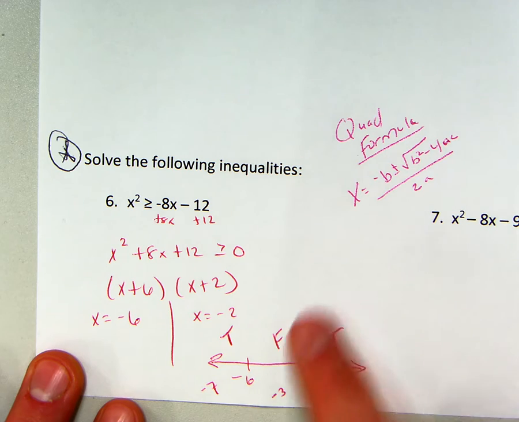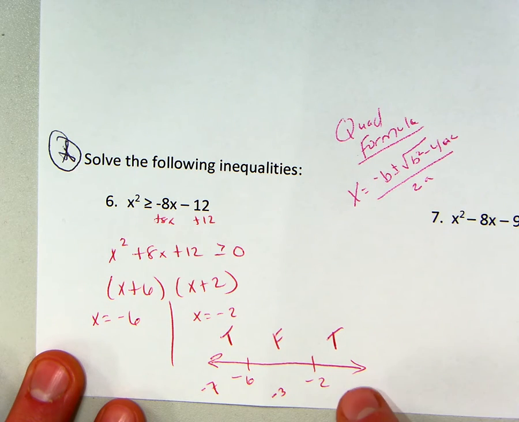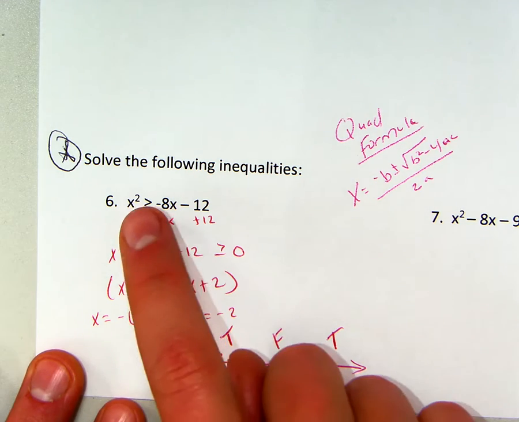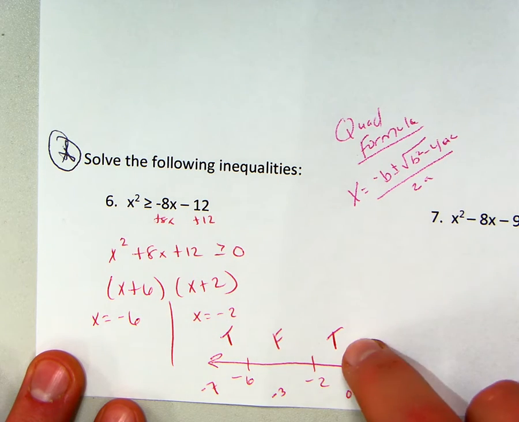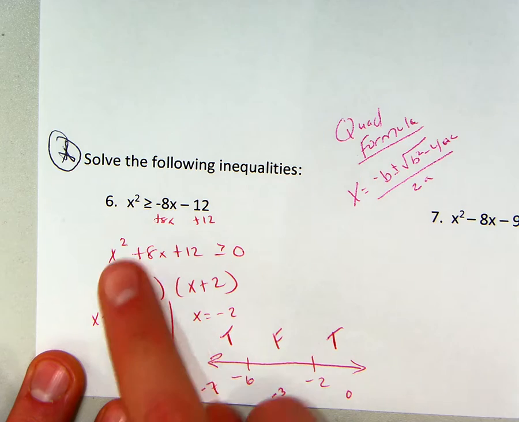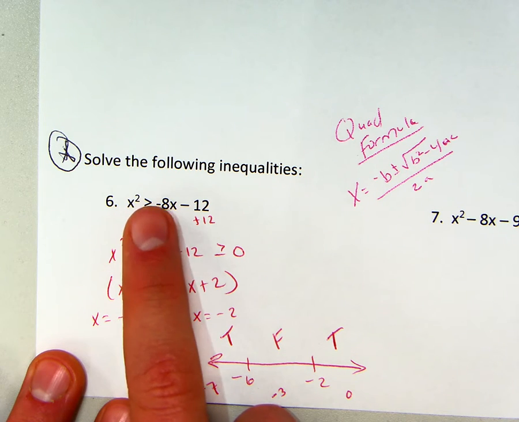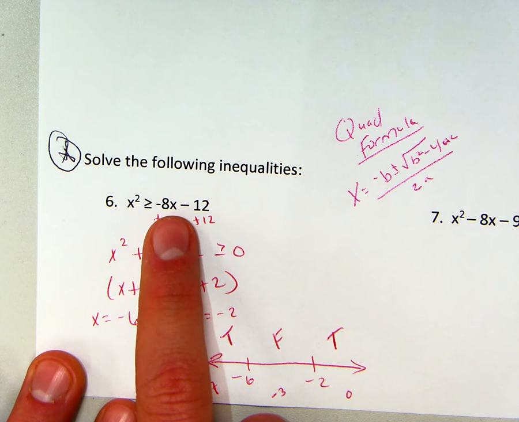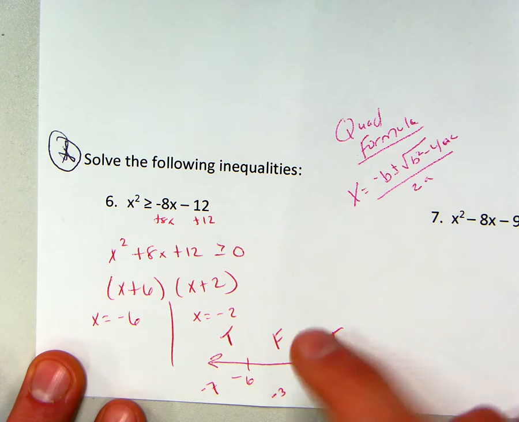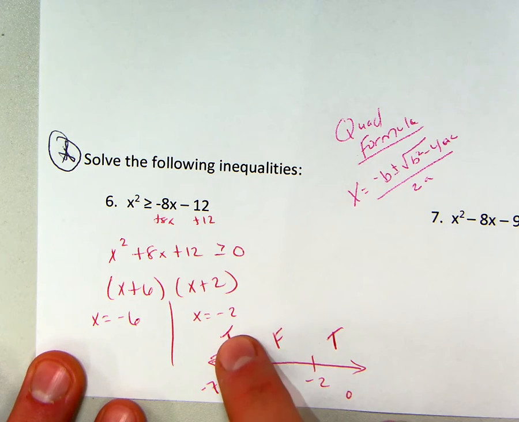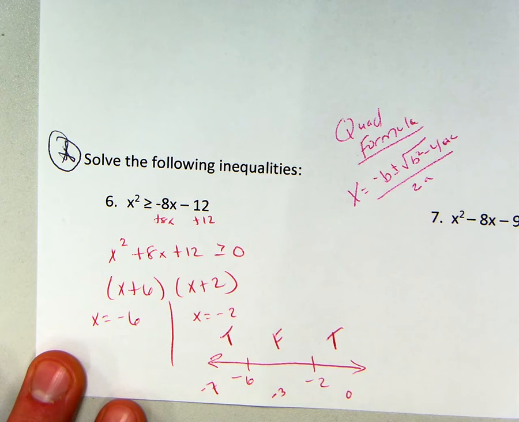Once you have done that, you're going to test each number. So for example, when I test 0, I put 0 back in for x. I get 0 is greater than or equal to negative 12. That's true, so I put a T there. When I do negative 3, I'm going to get 9 is greater than or equal to, well, this is 24 minus 12, which is 12. Is 9 greater than or equal to 12? No, so this has to be false. And then for negative 7, you will realize it's true as well.